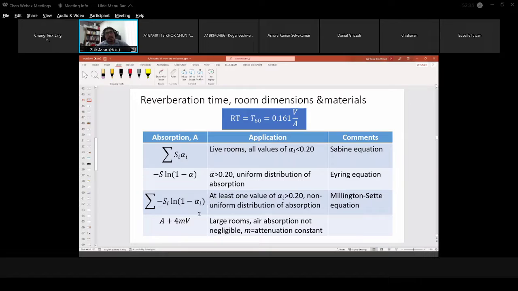And if the room absorption is not constant, in this case we use A plus 4mV, whereby we have the effect of temperature and humidity inside the area. But for our case, we are limiting ourselves to just using the Sabine equation only. It's just to let you know that this equation might not apply to all the cases available.